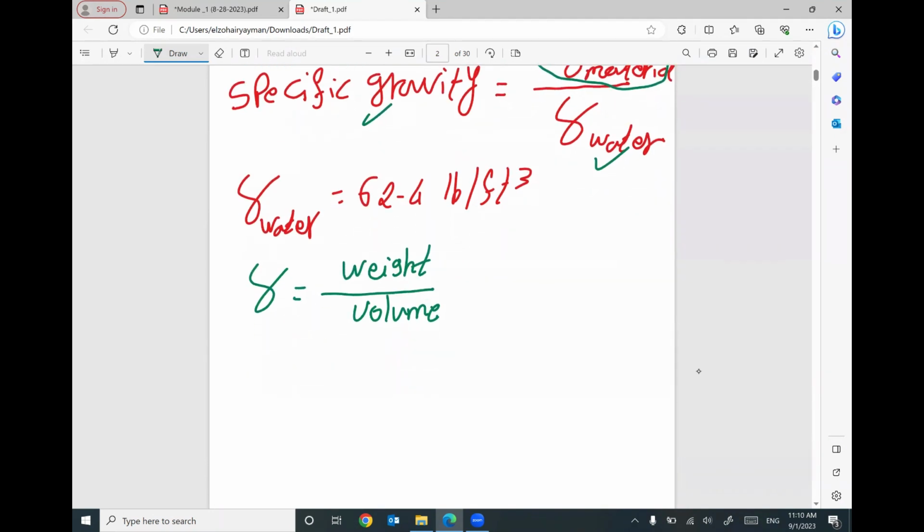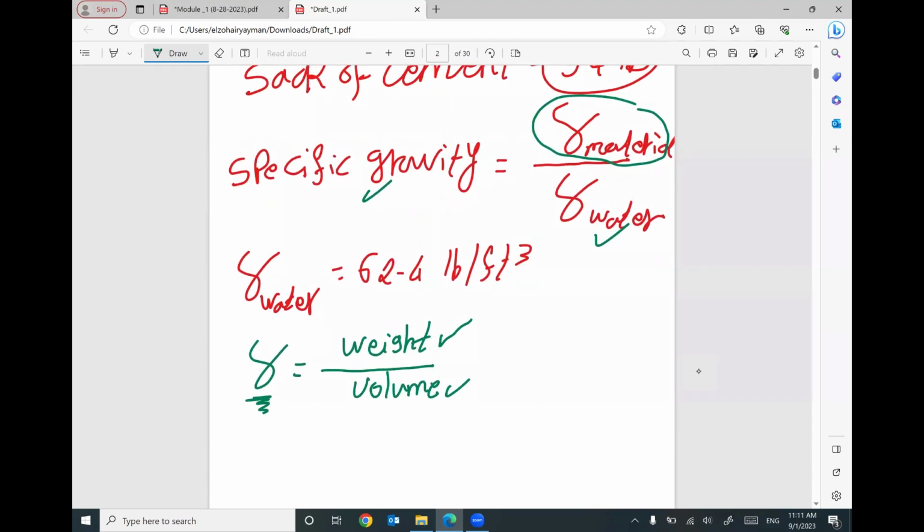So if you know the gamma of a material, and you know the weight of this material, I can figure out the volume of this material. So we have right now two terms. The first one is the meaning of specific gravity. From this expression, I can figure out the gamma of any material. Once you figure out the gamma of any material, I can use this expression to convert. If you have volume, I can convert it to weight. If you have weight, I can convert it to volume.